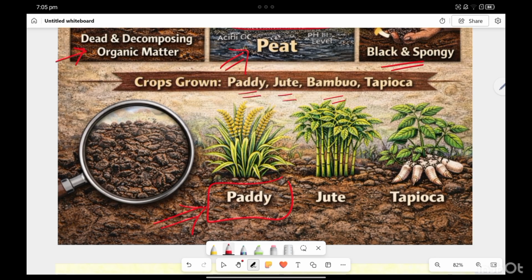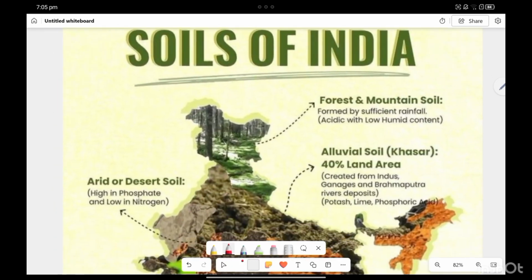So paddy is well suited for this type of soil, and that is why this type of soil is very important. Fine. And moving forward towards the soils of India, we see the forest and the mountainous soils, they are formed by sufficient rainfall. They're very much acidic with low humus content, and the forest type of soil is well suited for the growth of tea, fruits, medicinal plants, and much more.